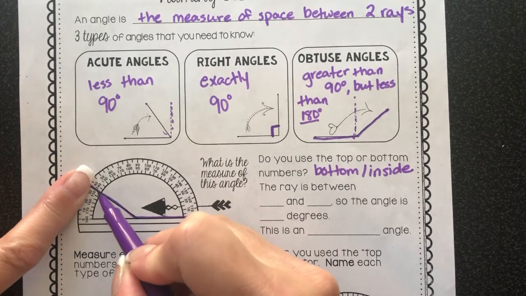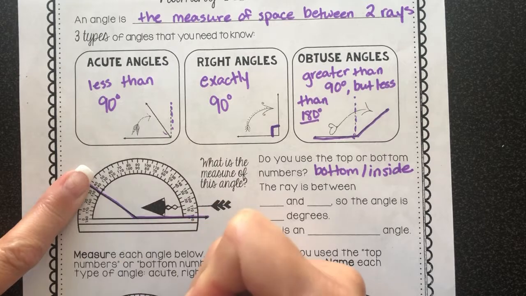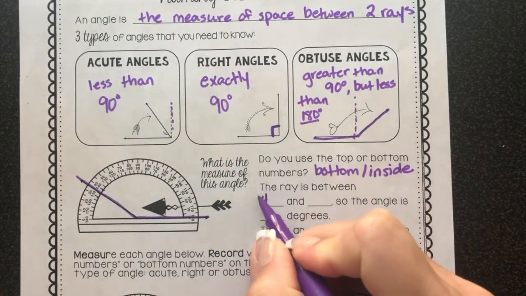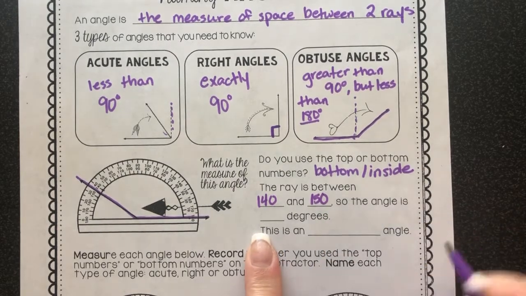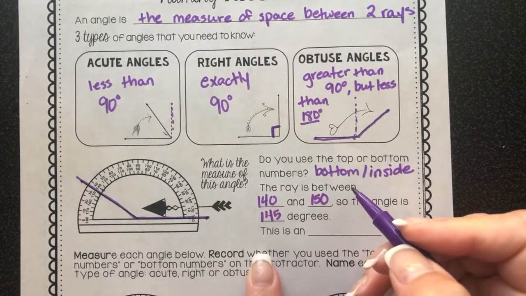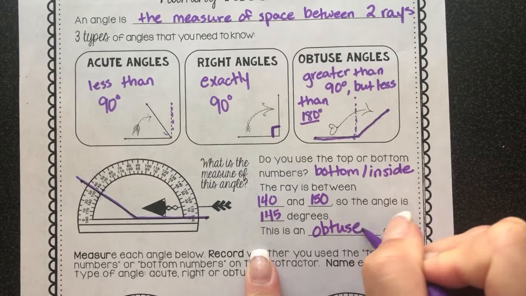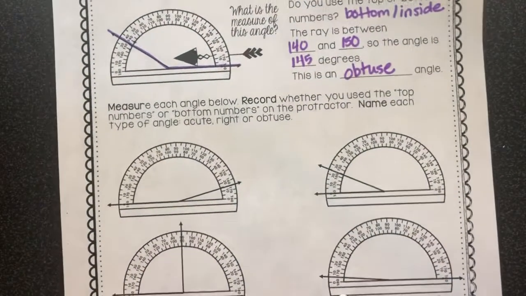So this ray is halfway between 140 and 150, okay? So that means that this angle has to be 145 degrees, making this an obtuse angle, okay? All right, so let's practice with the ones at the bottom.